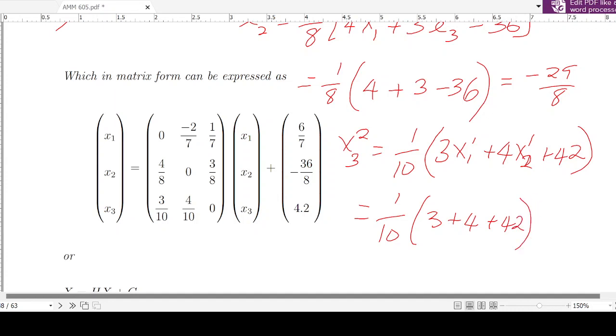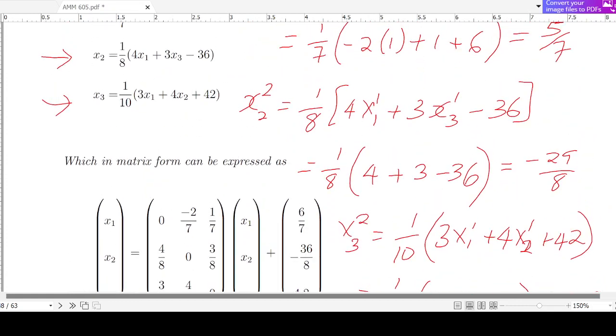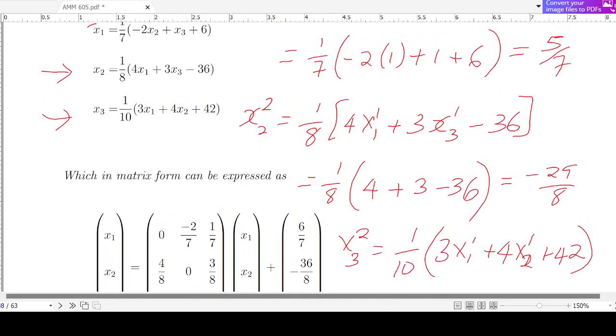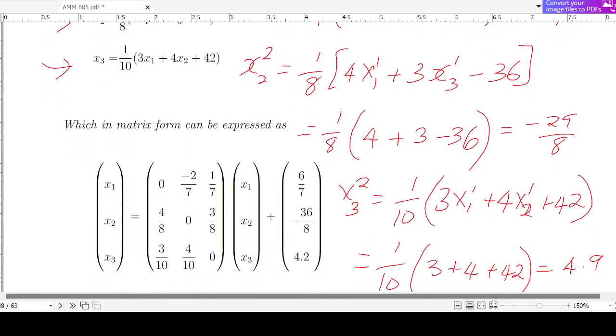And this will give us the solution as 1 over 10 plus 1 over 10 times 3 plus 4 plus 42. 3 plus 4 plus 42 is 49. This should give us 49 over 10 or 4.9. 4.9, these are now our solution.